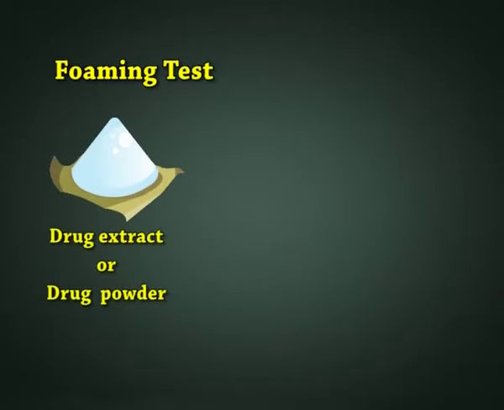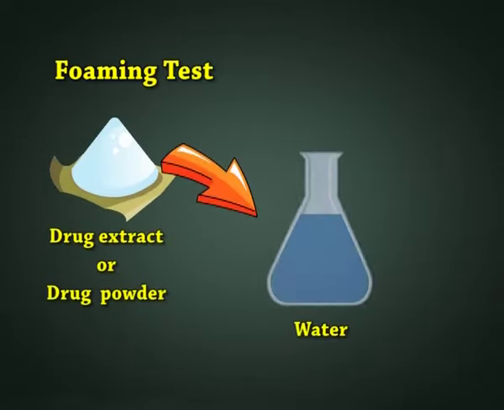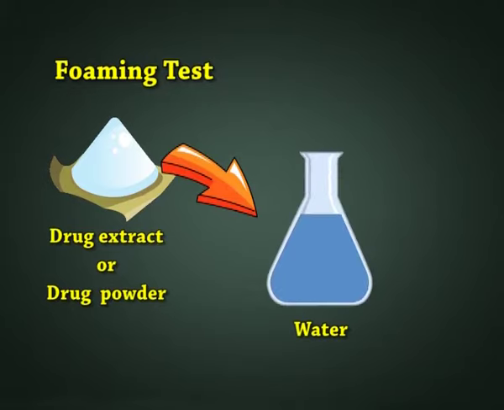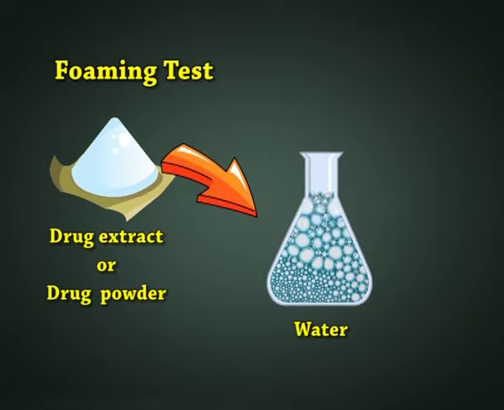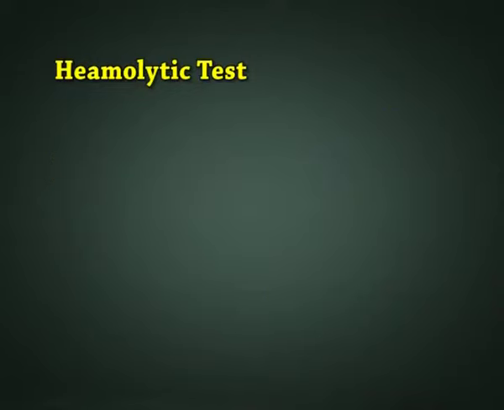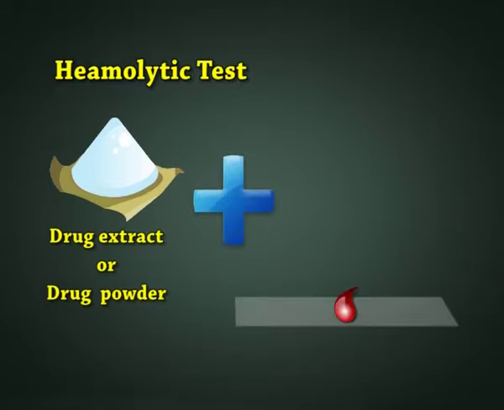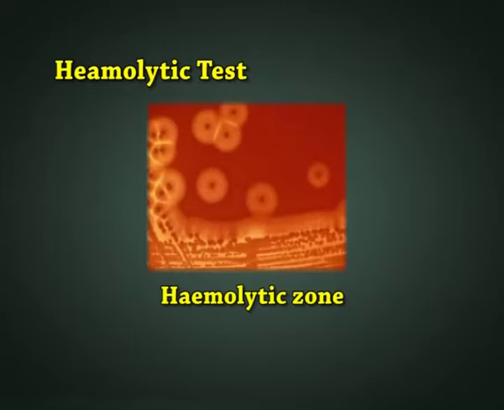Coming first to the foaming test. You have to take the drug extract or drug powder with water and shake vigorously for 30 seconds. Then allow it to stand. Formation of a stable persistent foam will indicate the presence of saponin glycoside in the drug sample or the extract. Similarly, let's look at the hemolytic test. The drug extract or the drug powder is added to a drop of blood sample on glass. The presence of a hemolytic zone will confirm the presence of saponin glycoside in the drug.